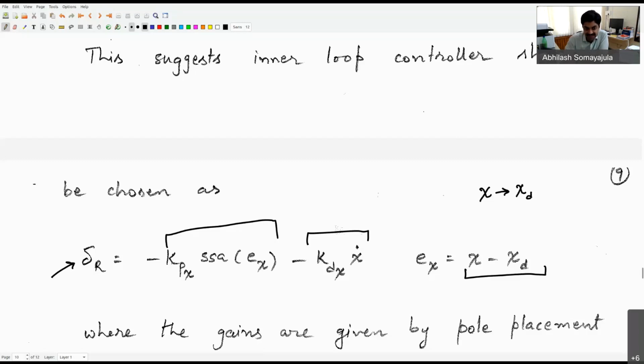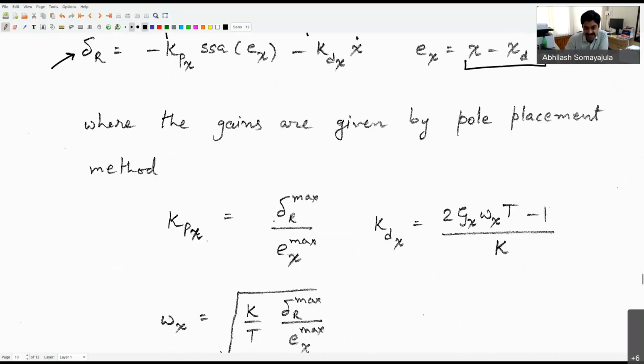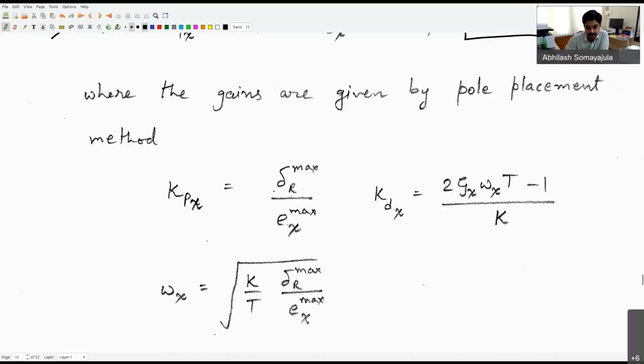Okay, once that inside loop is closed, these gains again can be formulated using our pole placement method, and by now these formulas should look familiar because we are seeing them over and over again, right? The same idea is being employed. We specify where the poles of that inner loop system should be, based on which the gains of the controllers will be tuned.